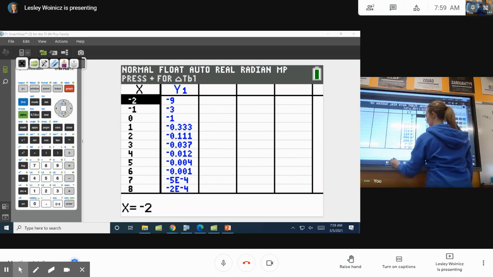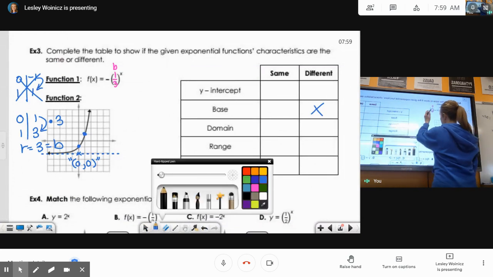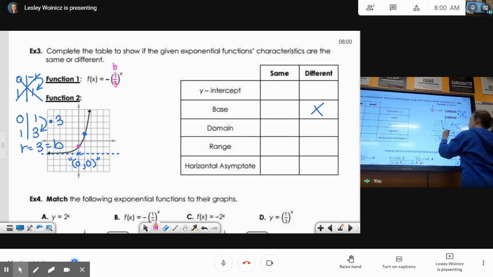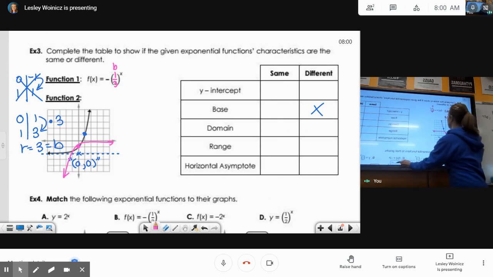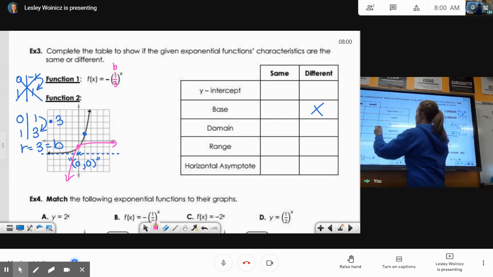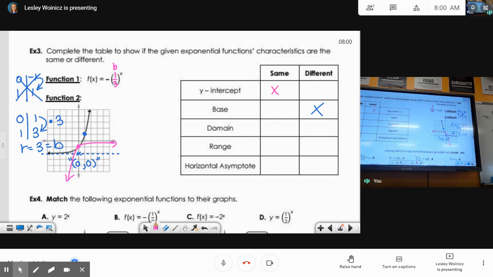Okay. So my y-intercept for my pink function, the one that we just looked at on the calculator, was 0, -1. And it was doing this. Right? Kind of missed, but you get the idea. I can do better. Okay, it helps if you make the noise. Okay, so the y-intercept is the same. We said the base was different. The domain is the same because it's all real numbers for both. The range. Ooh, the range.